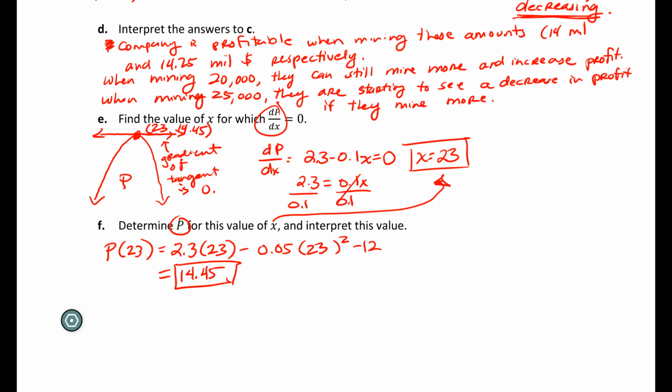Well, what's the y value in the max in this case? Again, what is it that we are looking at? We're looking at profit. That's the y coordinate. That's the y value. So this tells me this is the maximum profit that the company can make. And that's $14.45 million.